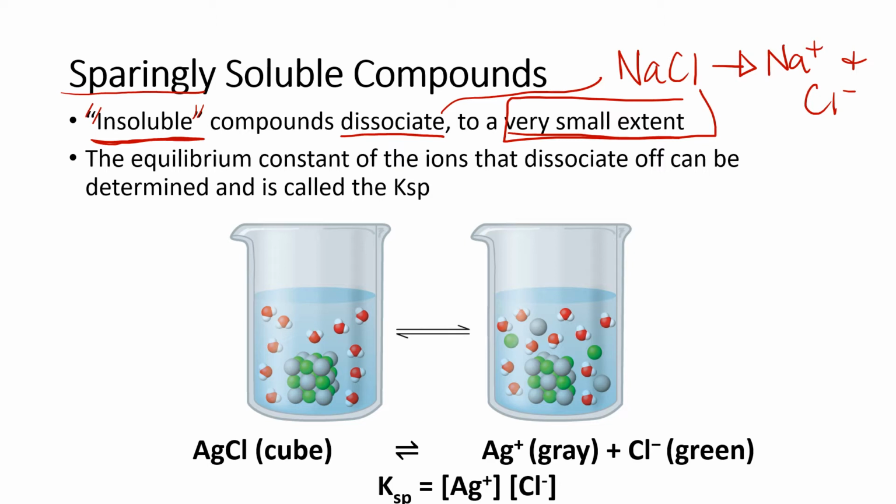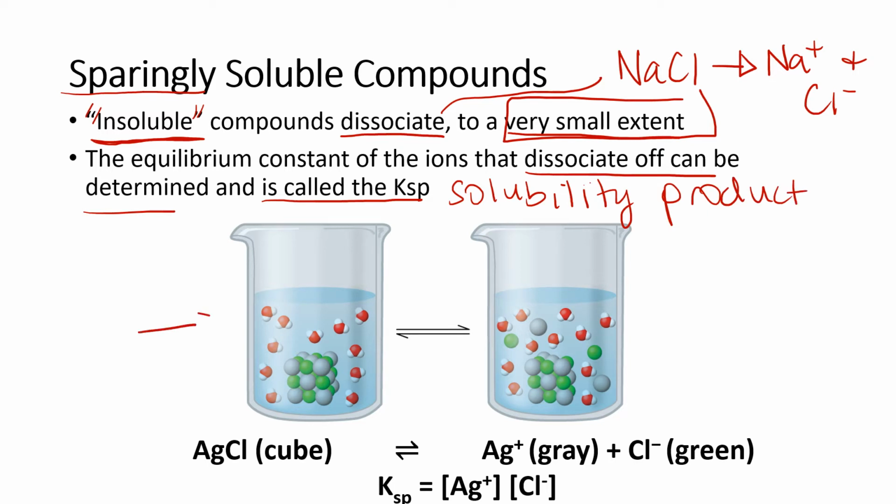The equilibrium constant of the ions that dissociate off can be determined and is actually called Ksp. You'll also hear this called the solubility product. For me, I just like to keep it short. I'll just say Ksp.